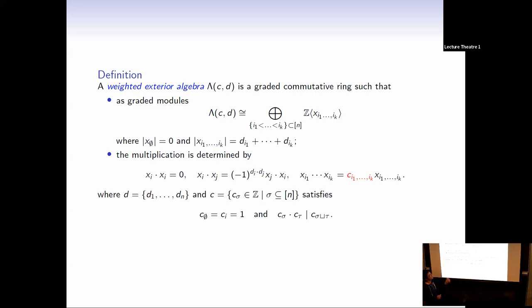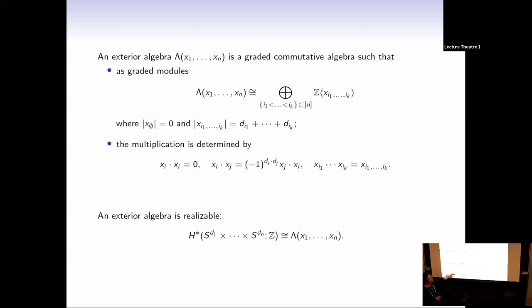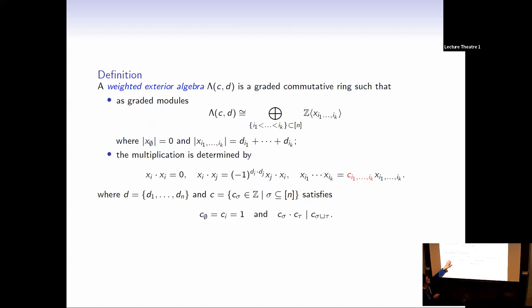I will denote this algebra by lambda C,D, where C indicates the coefficients C sigma, and D just indicates the degrees of the generators x_i. So sigma and tau are disjoint. Are they disjoint? Yes, they're disjoint. And if they intersect? If they intersect, then that's zero. Yes, I should write that down, sorry.